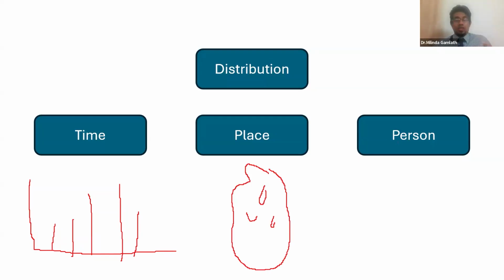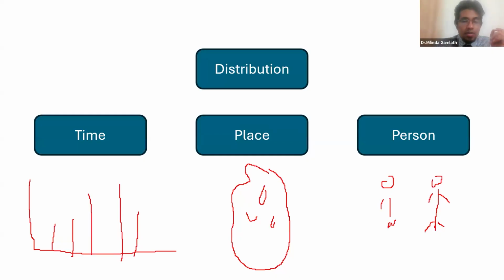Then the next graphic was, they also usually showed how many males were affected, how many females were affected, how many people were affected who were above 65 or 85 years, how many children were affected. They showed stuff like that as well. So that is how COVID-19 cases and incidents were distributed among people. So that is what distribution means. It's distribution according to time, place, and person.